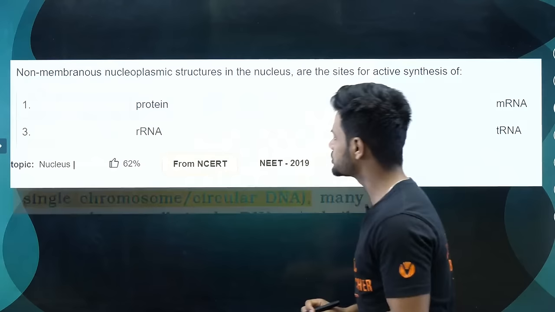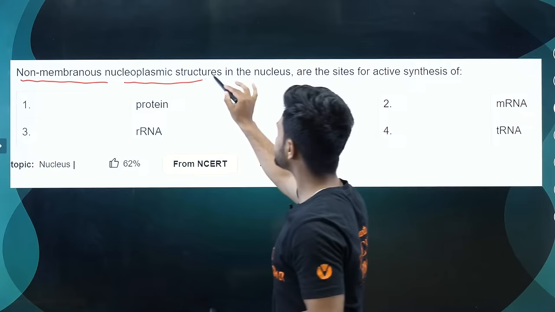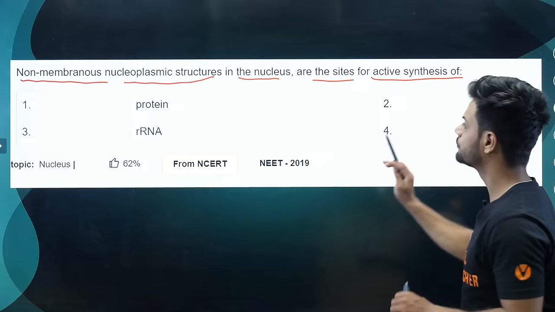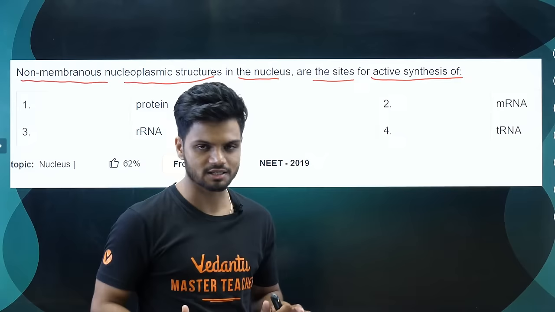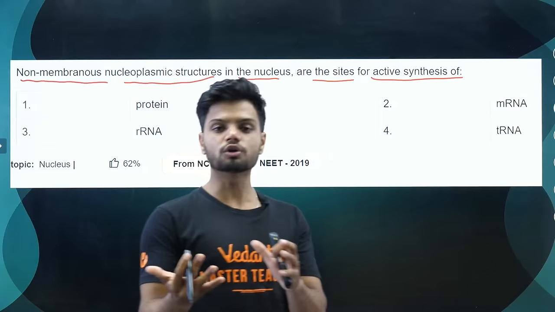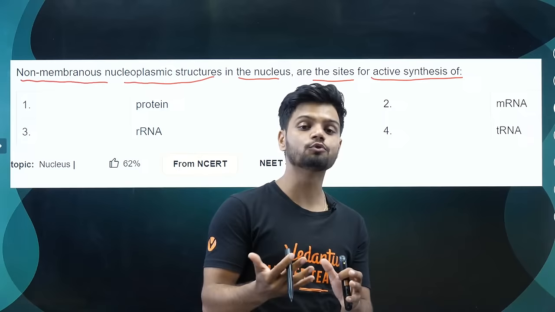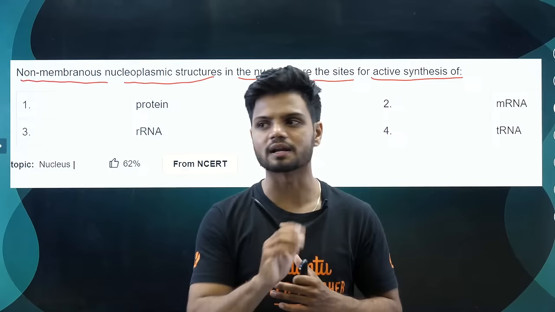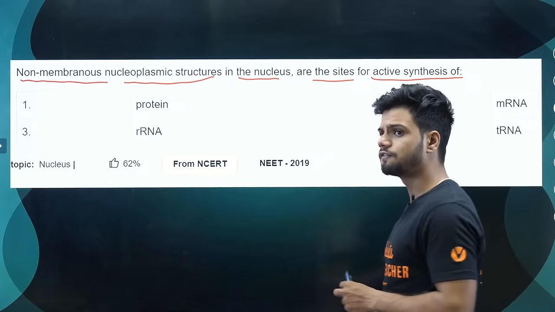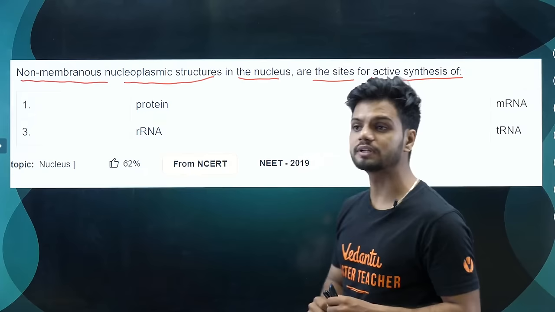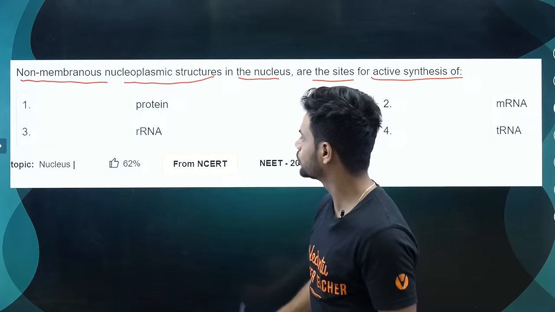Non-membranous nucleoplasmic structures in the nucleus are the site for active synthesis of what? If you look at the nuclear matrix, also called nucleoplasm, we have a structure called the nucleolus. Nucleolus is responsible for synthesis of which particular RNA? Tell me in the chat. Is it rRNA, mRNA, tRNA or proteins? The answer is C, for rRNA.